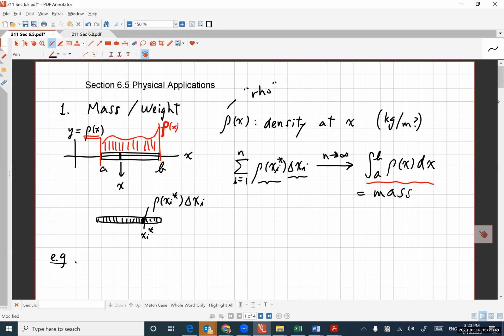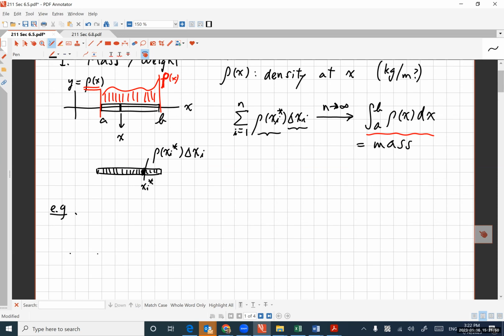Let's think of a telephone pole or something that is standing up like this. Maybe let's just think of this as a stick that's standing up, and it's in inches, and let's say rho of x is 3 over x plus 1, and the height goes from 0 to, let's say, 8.